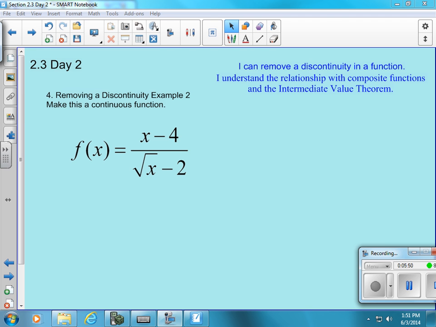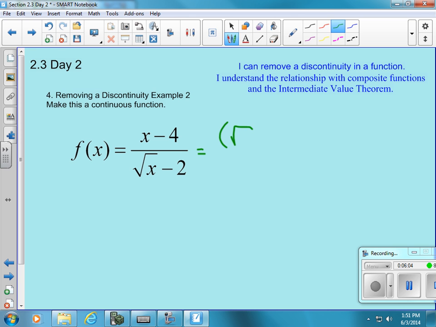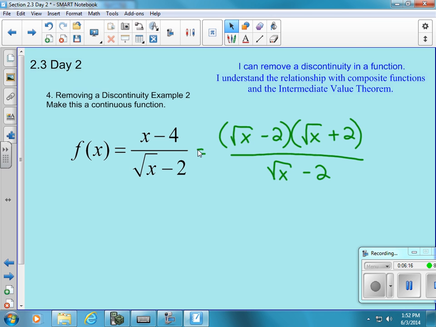This one is scary to people just because it has a little bit of fancy algebra. Okay, so we're going to remove this discontinuity. And we are going to change x minus 4 into the square root of x minus 2 and the square root of x plus 2. If you don't believe me, you can FOIL those two out. This is just what we call fancy algebra. Okay, so FOIL those out and check and see if I'm correct.